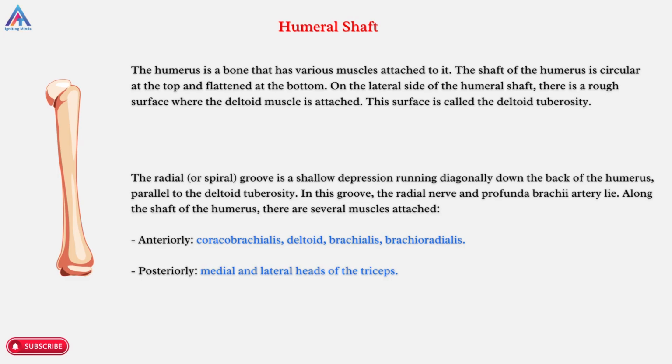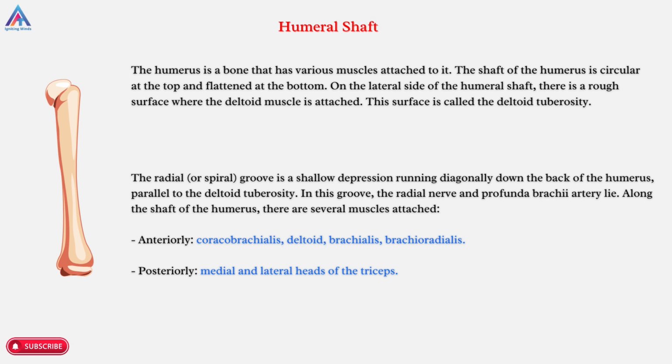The humerus is a bone that has various muscles attached to it. The humeral shaft is circular at top and flattened at the bottom. On the lateral side of the humeral shaft, there is a rough surface known as the deltoid tuberosity, where the deltoid muscle attaches. The radial or spiral groove is a shallow depression running diagonally down the back of the humerus, parallel to the deltoid tuberosity. In this groove, the radial nerve and the profunda brachii artery are located.